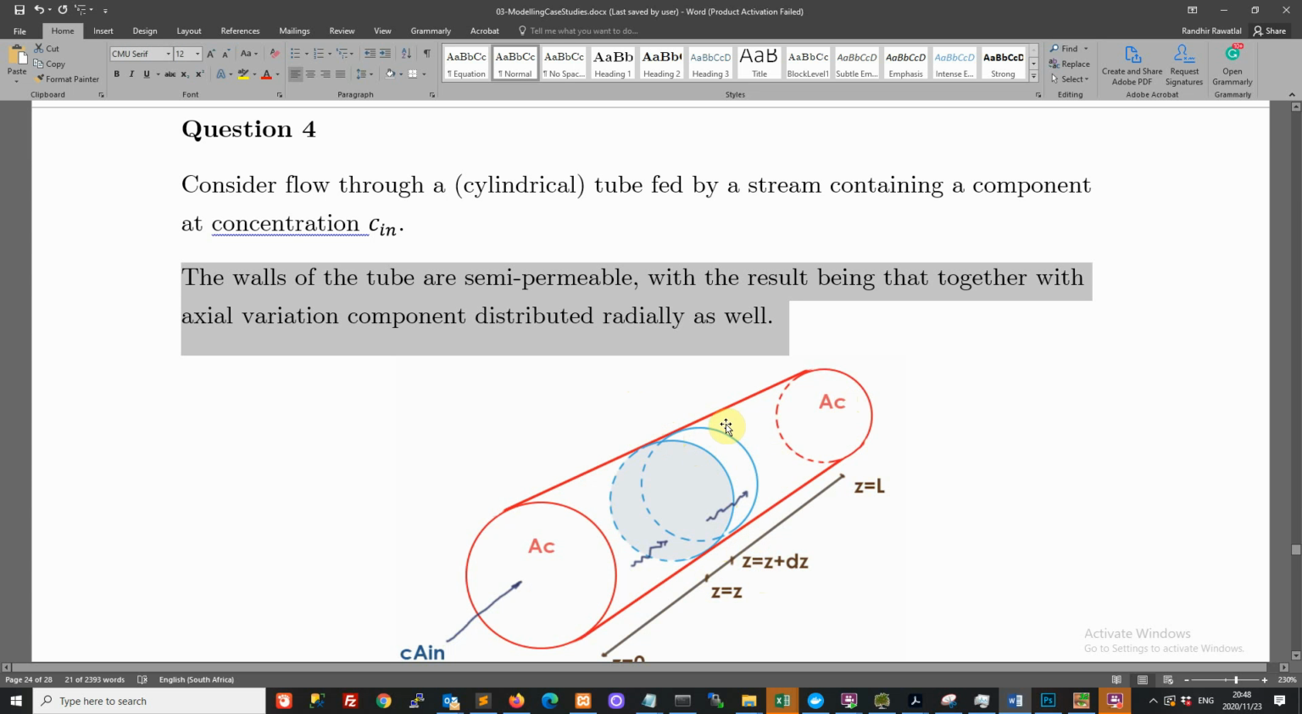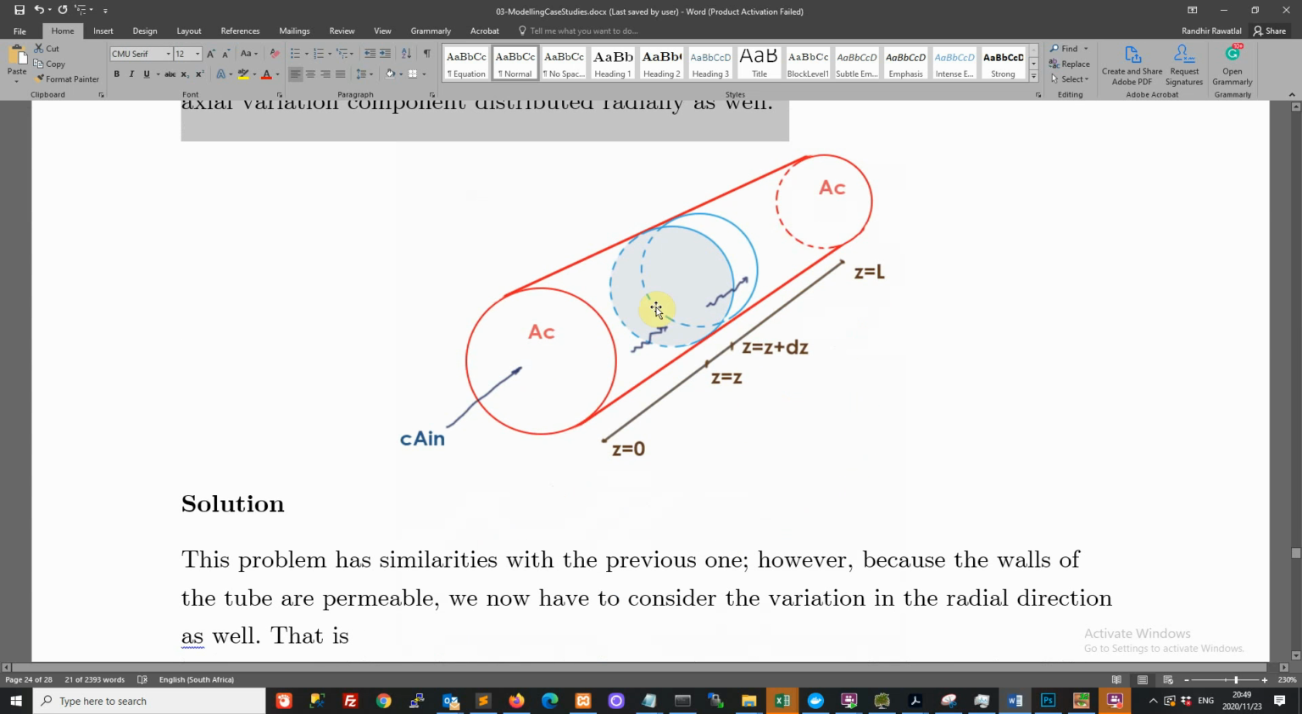And if that's the case, then we can no longer assume that there's no radial flux, right? If component A is leaving on the walls of this tube, then there is a bulk movement towards the wall of the tube, and that means there is going to be a concentration gradient in the radial direction as well. The axial difference still exists. So axially, the concentration is still varying, but now the concentration is also varying radially.